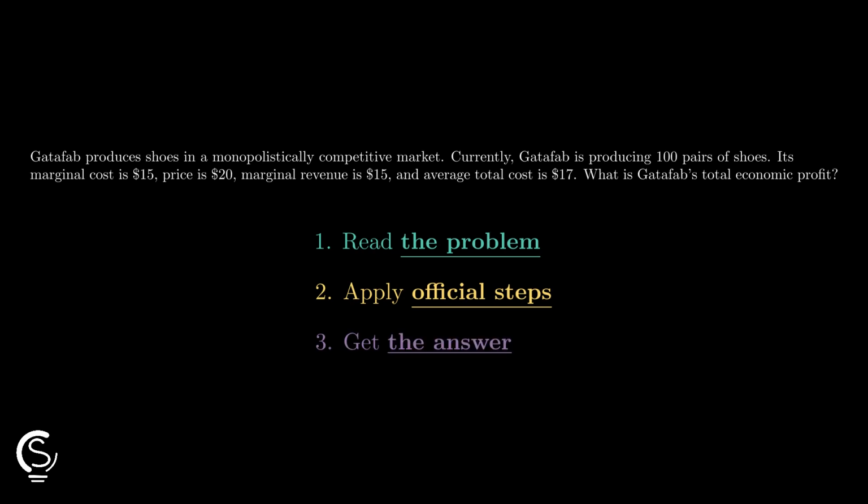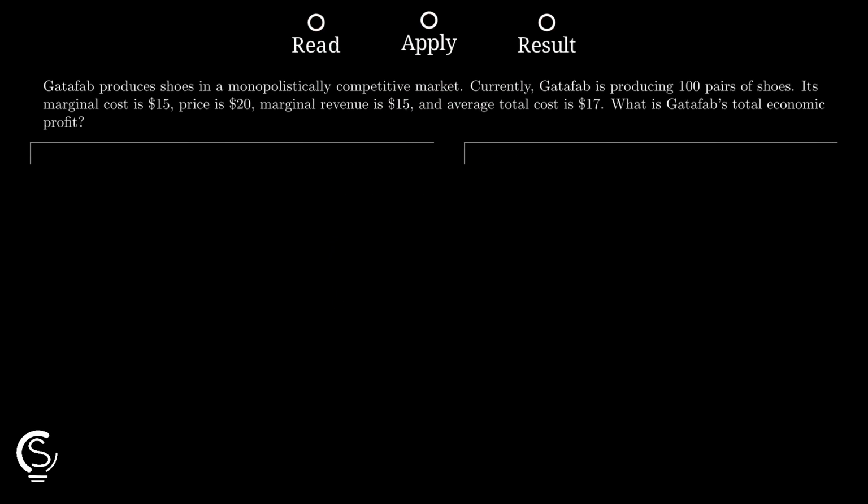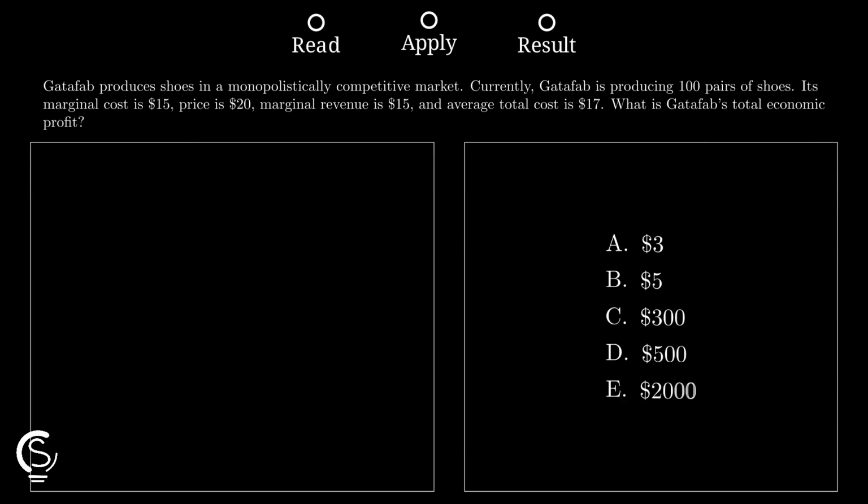Economic profit looks tricky, but this one is fast if you focus on revenue minus cost per pair, then scale it to 100 pairs. Start with the economic profit idea.